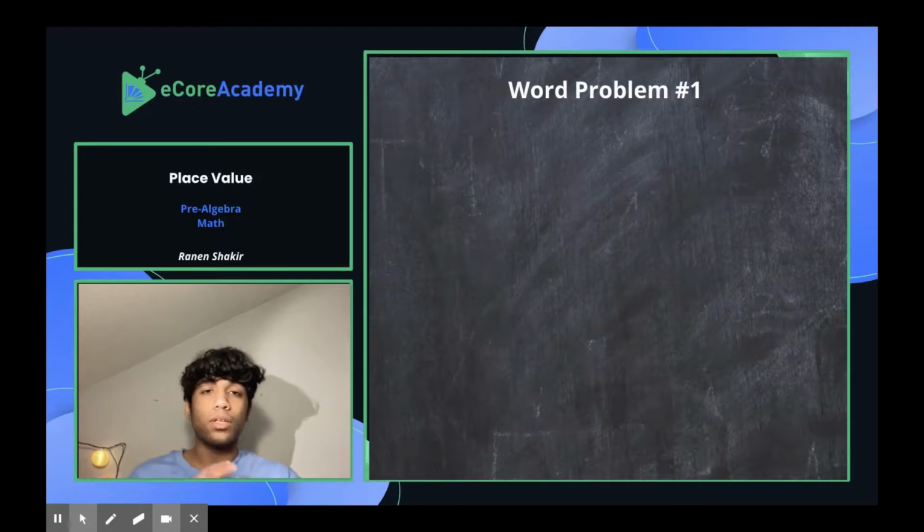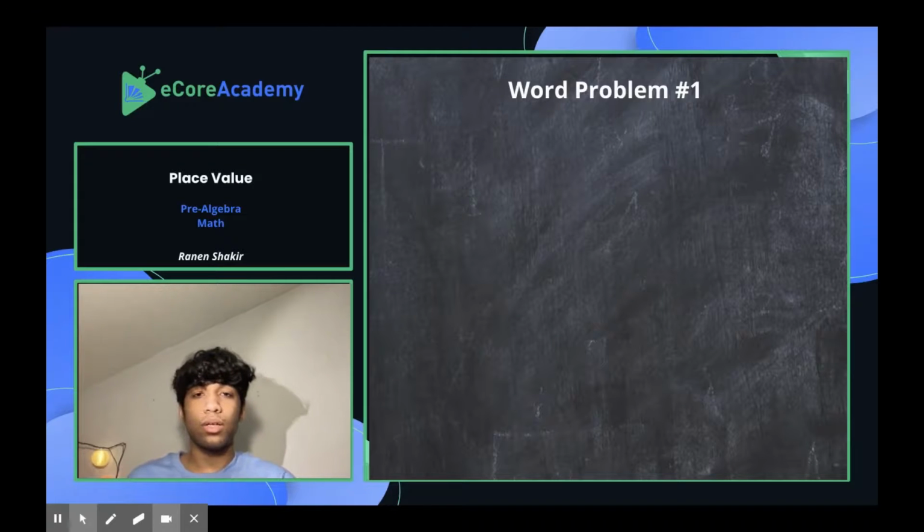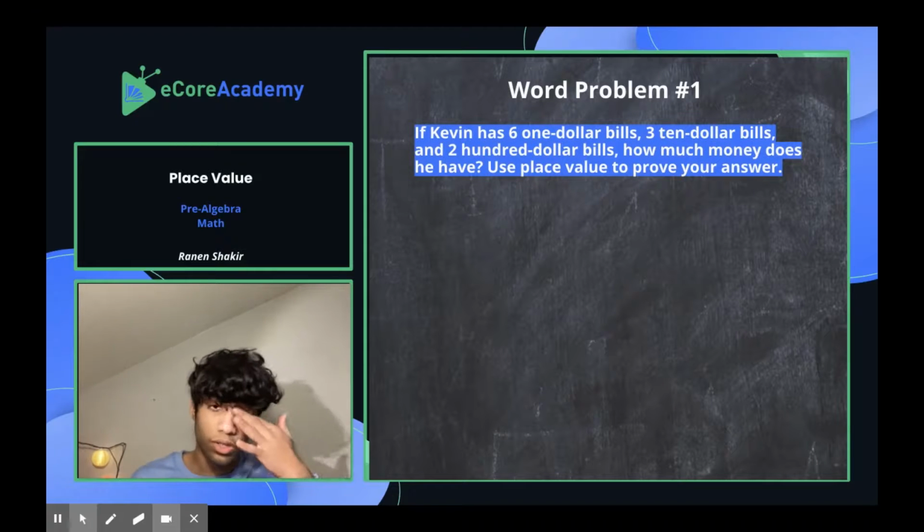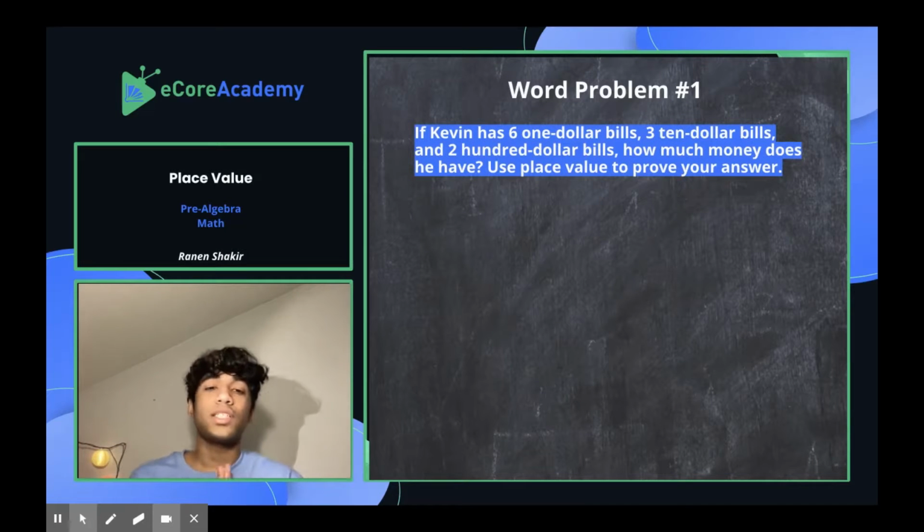So now that we understand this concept, let's apply it to a word problem so we can further solidify our understanding. It says if Kevin has 6 $1 bills, 3 $10 bills, and 2 $100 bills, how much money does he have? Use place value to prove your answer.